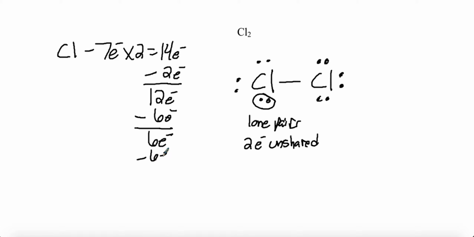Of our 6 electrons, we have just given up 6. We have 0 electrons remaining. If we check the left-hand side, this chlorine has 2, 4, 6, 8 electrons. And if we check the right-hand side, this chlorine has 2, 4, 6, 8 electrons. So 0 electrons remaining. Both atoms are satisfied. Here's our little structure for Cl2.